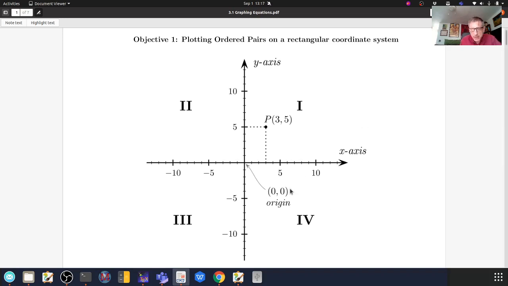If I literally could put a point right there on the x-axis, we would say the point lies on the x-axis. If I have a point up here that lies on the y-axis, or down here, we say the point lies on the y-axis.